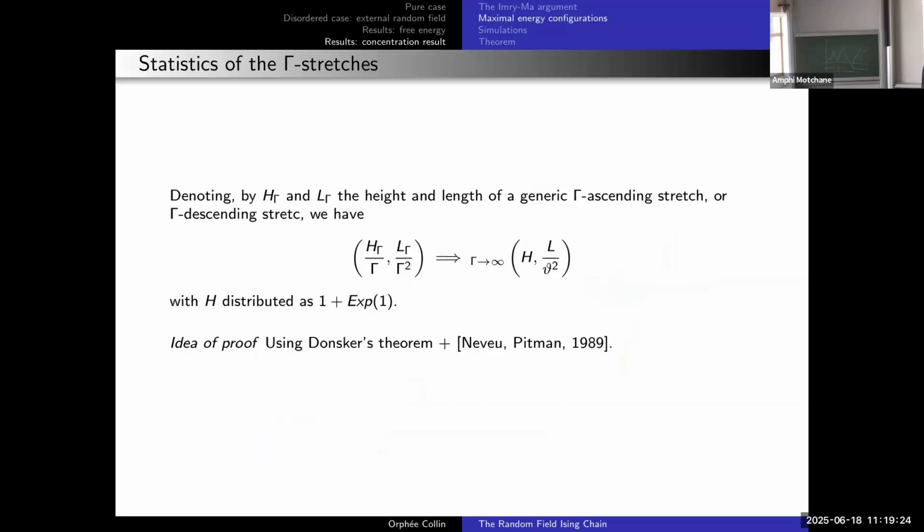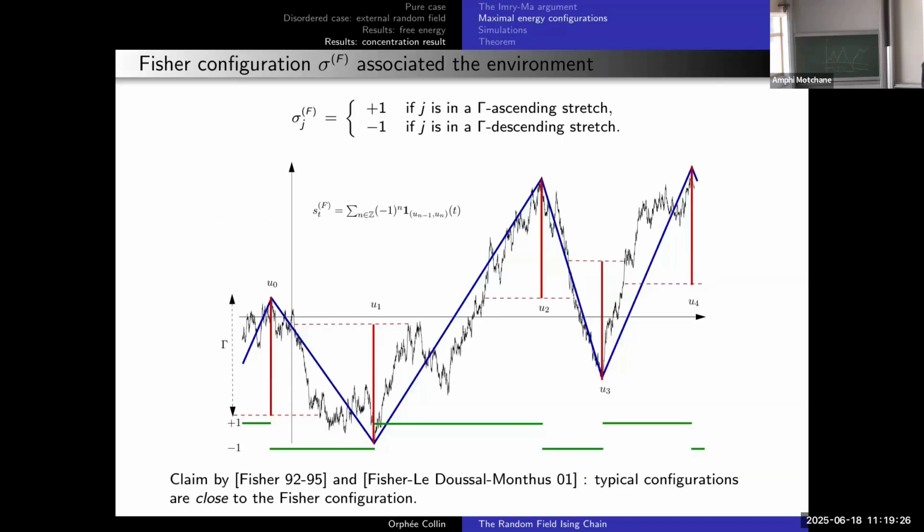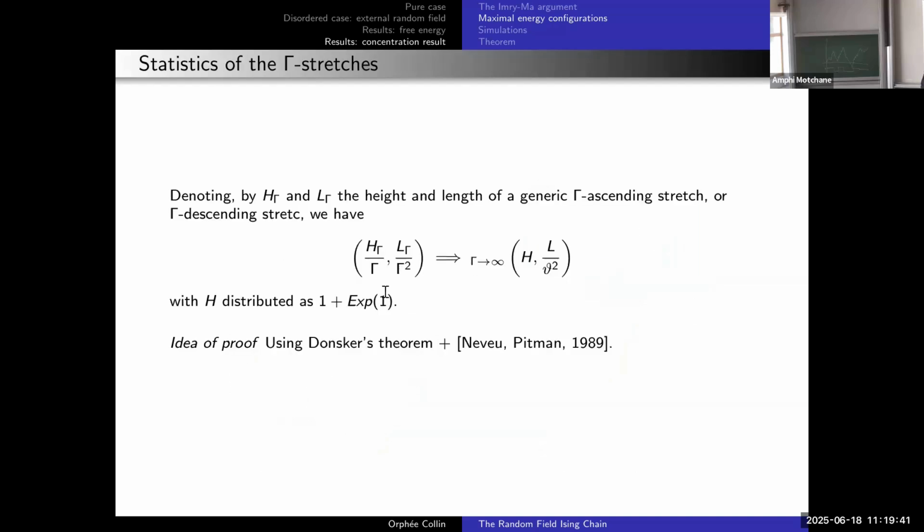What is 1 plus an exponential of parameter 1? If I denote by H_gamma the height from the bottom to the end of the stretch, then H_gamma divided by gamma converges towards 1 plus an exponential of parameter 1. Yeah, I don't understand, it's a constant. You say it's distributed as... No, sorry. I mean that this is a random variable.